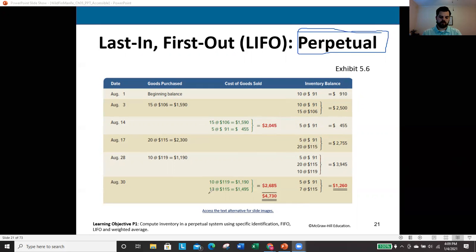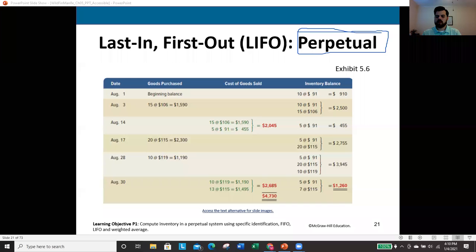For our last piece here, we sold 23 units. Those 23 units are, of course, made up first of the 10 units at 119. So that comes out first, last in, first out. Next, we need 13 more units. Well, those 13 come from right here, which leaves you with 7. So those 7 units will find their way to ending inventory, and these 5 units will find their way to ending inventory. At this point, all that's left is to make sure everything totals out.